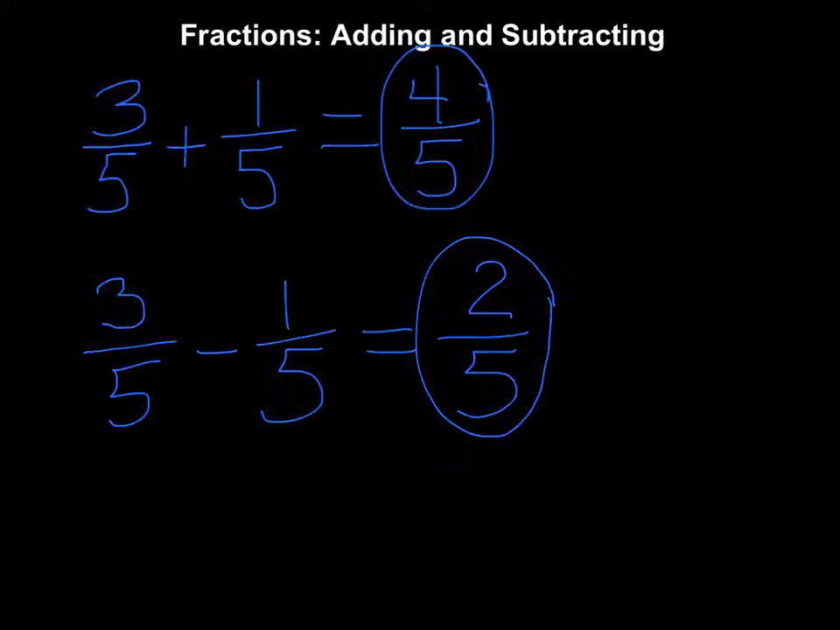And there it is. So to recap, in order to add or subtract fractions, we have to have the same denominator, and we have the same denominator for our answer. Same denominator before, same denominator after. To add, we just add the numerators. 3 plus 1 is 4. And then to subtract, we just subtract the numerators. 3 minus 1 is 2.